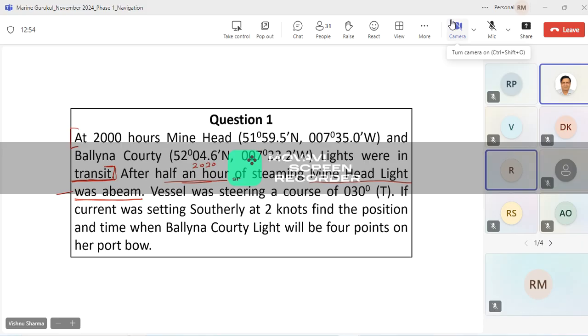Okay, let me read the full question. Vessel was steering a course of 030 degrees true. If the current was setting southerly at 2 knots, find the position and time when Bellina Koti will be 4 points on her port bow.